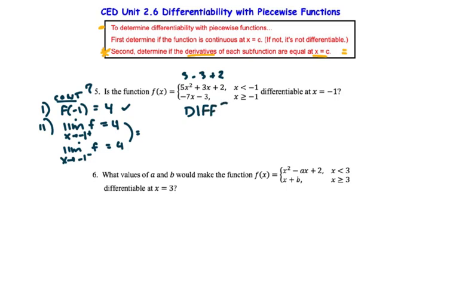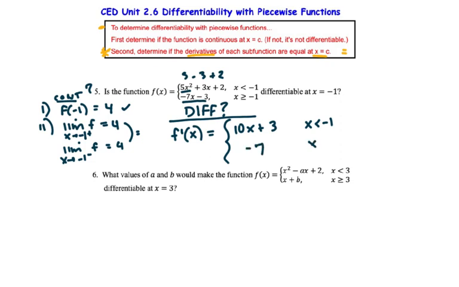So now, here comes a new part. Is it differentiable? Since we've established that it's continuous, first you're going to find f prime of each subfunction. So 5x squared goes to 10x plus 3, and that's when x is less than -1. And -7x minus 3 goes to just plain old -7, and that's when x is greater than or equal to -1.